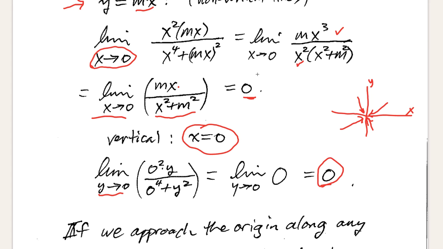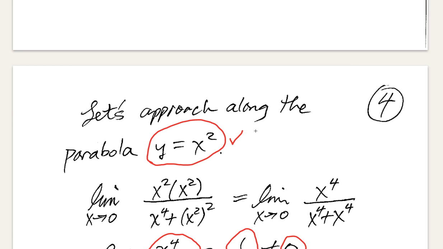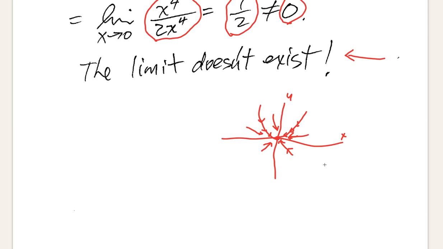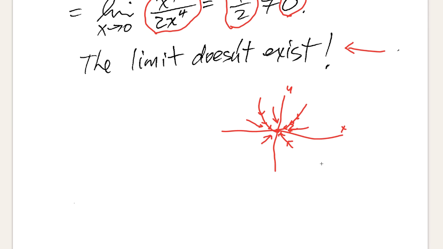I'm not saying this one was an easy one for you to do yourself, because you probably wouldn't have thought of approaching along y equals x squared. But nevertheless, know the lesson here. I could have the same limit approaching along every line towards the point of interest, and get the same value. That still is not sufficient to show that the limit exists. That is not sufficient to prove that the limit exists.